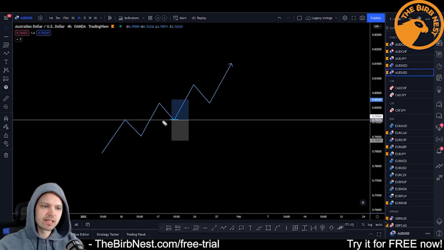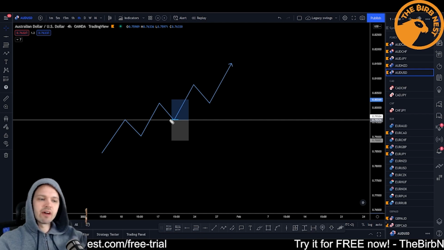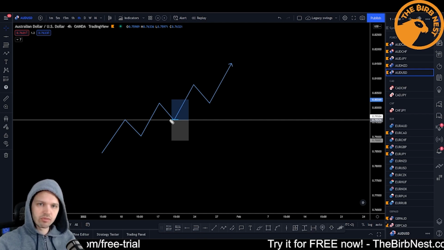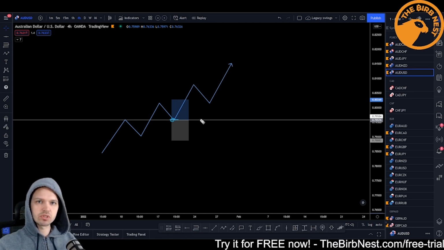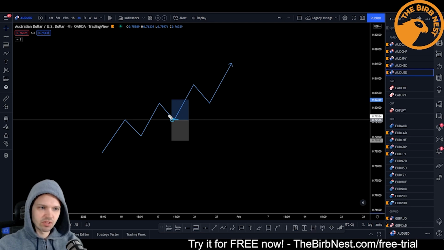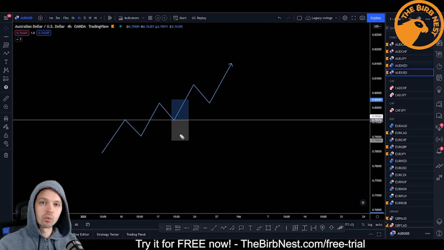So you're anticipating this level to act as support, and that's when you put in your orders. Having an order after confirmation means you're waiting for the bounce and then market entering as soon as you see signs of this level acting as support. In the beginning, I would recommend using blind orders.